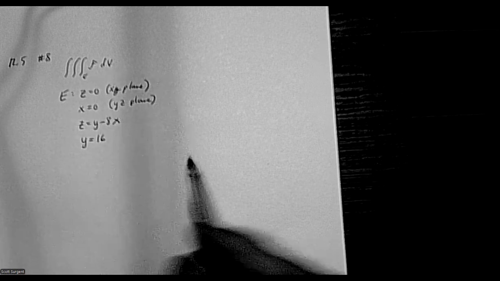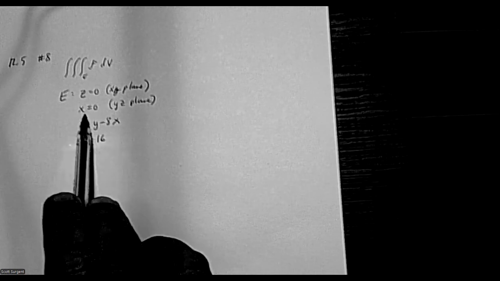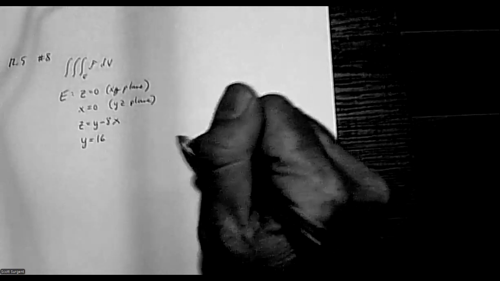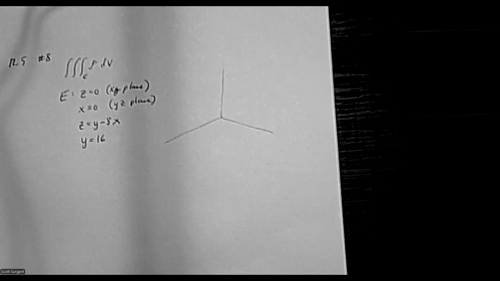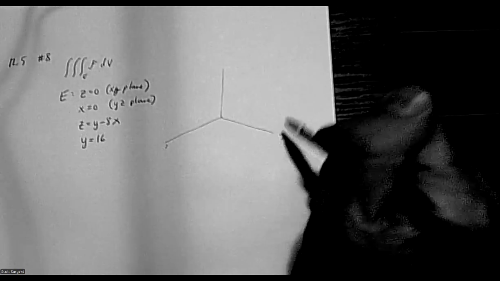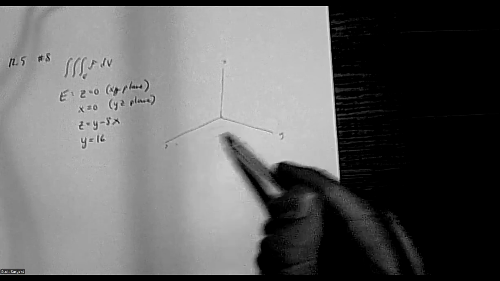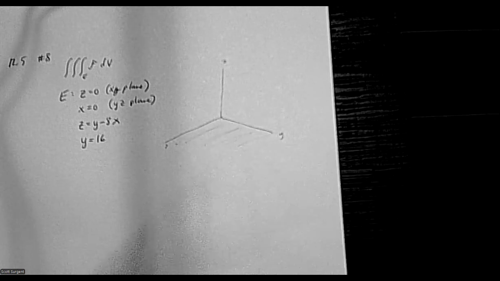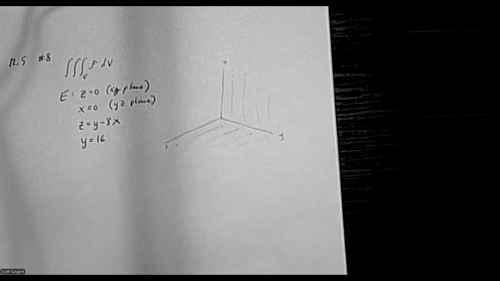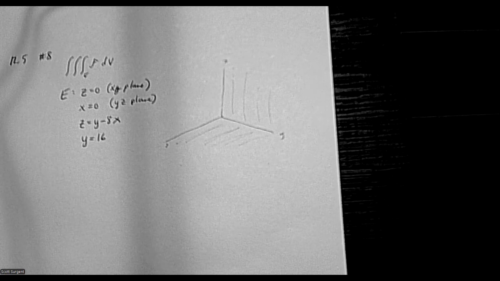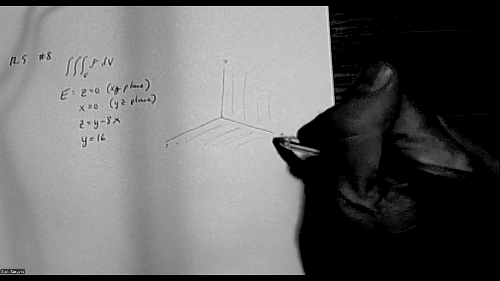So z equals 0 is the XY plane, and x equals 0 is the YZ plane. So if I draw my usual XYZ axis system, one of my bounds is this plane down here, the floor. And then another of the bounds is the YZ plane, this wall over here. So those are two bounds right off the bat. And then y equals 16 is going to be way out here.